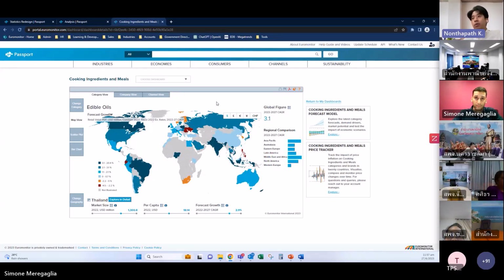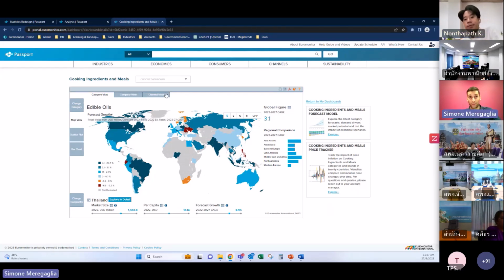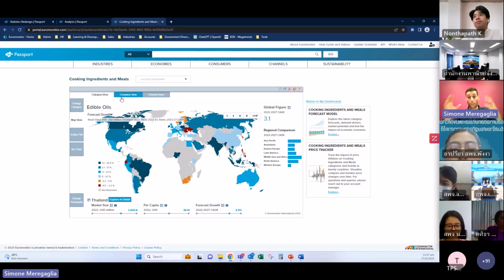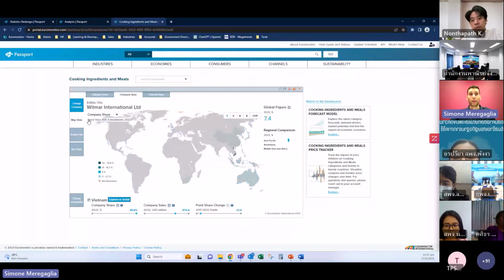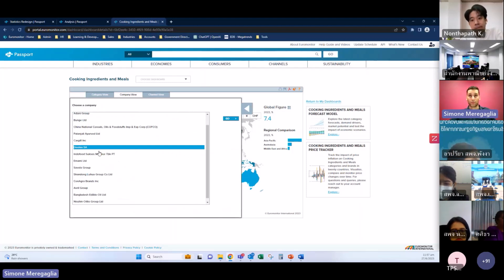And that's not just for category view, but you can also see a company. Where does a company in that specific category play throughout the world? So for example, in edible oil, there's a company from Thailand. Where do they have their most sales in terms of countries around the world? And then I can check the company view and look at, for example, Wilmar International Limited, where do they sell the most? And if I want to change company, I can select other companies as well.